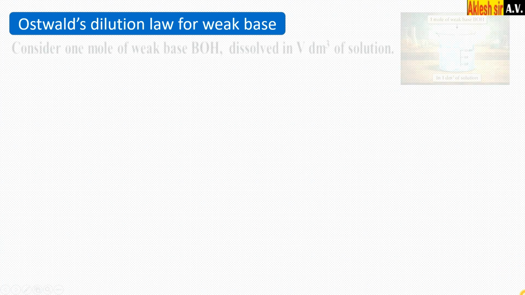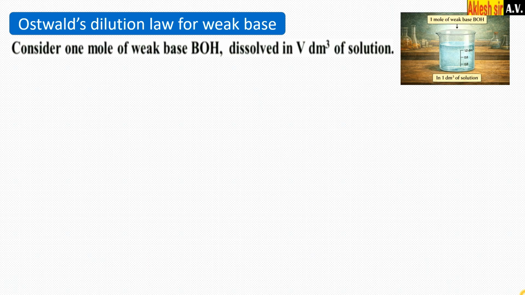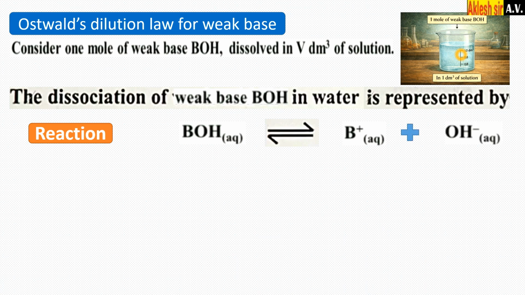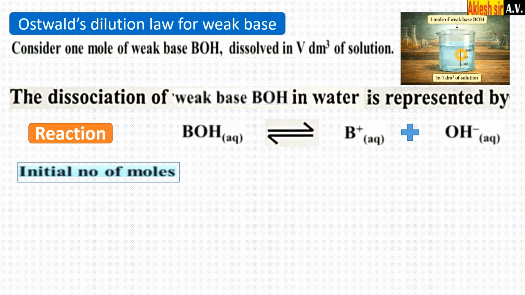Ostwald dilution law for weak base. Consider 1 mole of weak base BOH dissolved in V decimeter cube of a solution. This is the 1 mole of BOH dissolved in V decimeter cube of a solution. So what is the dissociation constant of weak base BOH in water represented by? BOH will dissociate to give B plus and OH minus. When you add BOH in water, it will get dissociated to form B plus and OH minus. What is the initial number of moles?